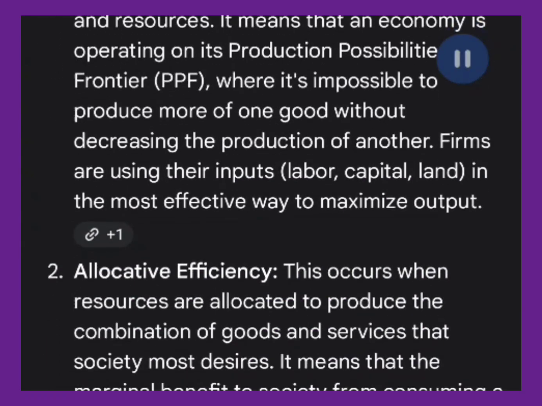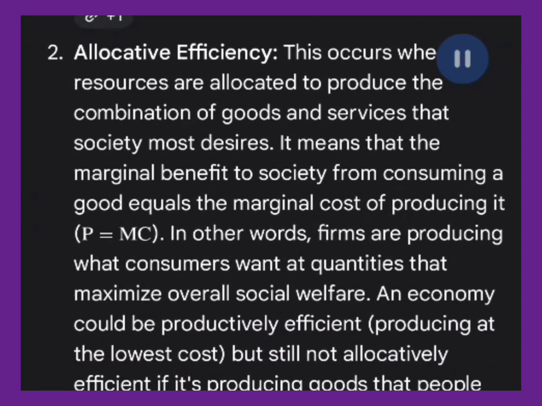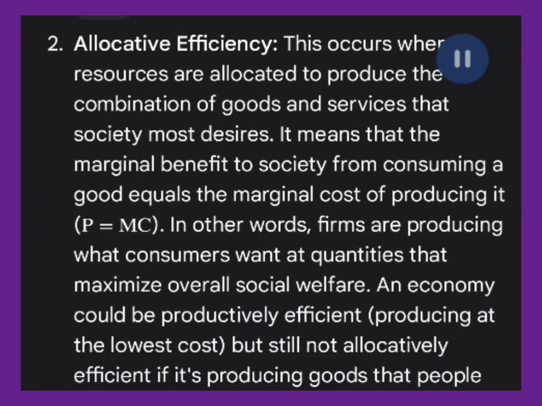2. Allocative efficiency. This occurs when resources are allocated to produce the combination of goods and services that society most desires. It means that the marginal benefit to society from consuming a good equals the marginal cost of producing it. P equals MC. In other words, firms are producing what consumers want at quantities that maximize overall social welfare.